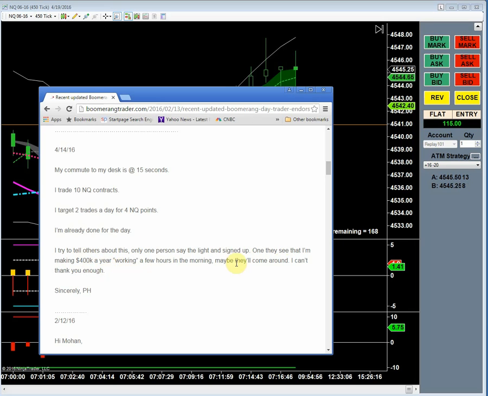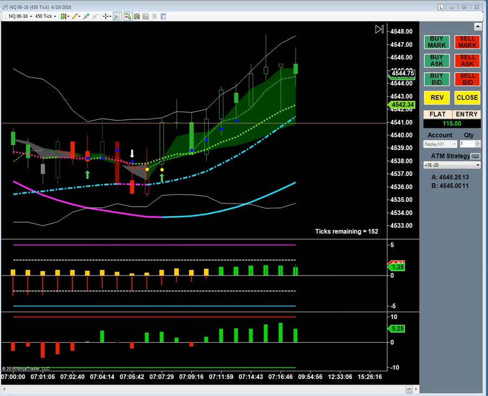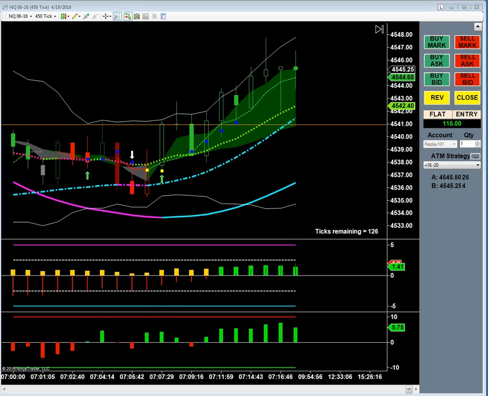400K a year, and I try to tell others, but I've run into this obviously talking to so many traders. They start trying to pin the problem and the doubt on the system, on Boomerang, but the problem is in them. It's not on Boomerang. Boomerang is 90% guaranteed winning trades, and no one's challenged me on that. It does make 90% winning trade signals.